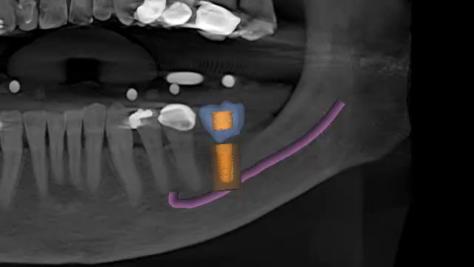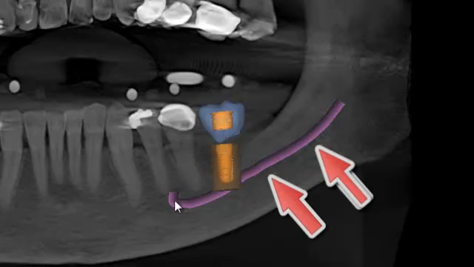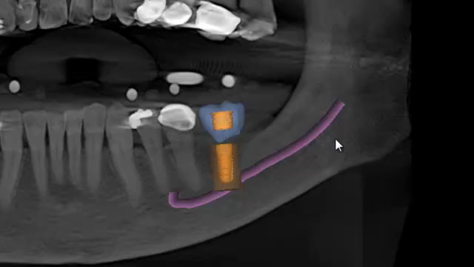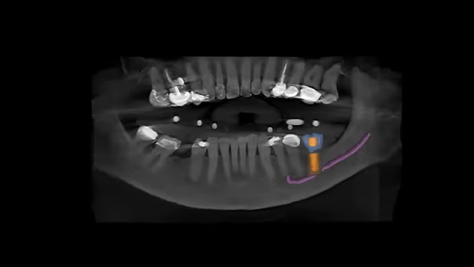If we look at this in two dimensions, it would appear that the implant would be into this purple line, which is where the mandibular nerve or the jaw nerve sits, along with a big artery and a big vein. You don't want to put the implant into the nerve, as that will cause permanent numbness and a lot of discomfort. So let's look at this in three dimensions and see how we can use this to our advantage.